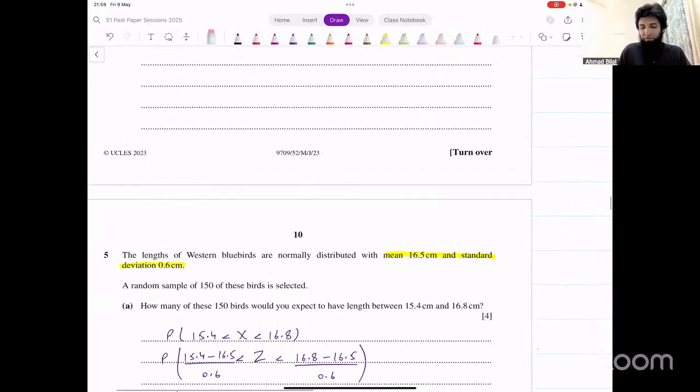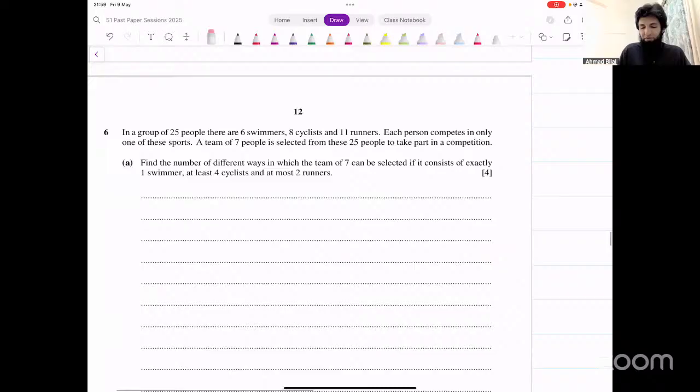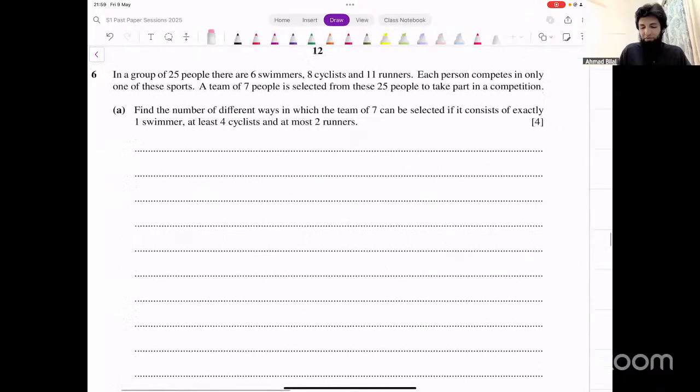Let's move on to the next one. And that's the last question now, a permutation and combination question. Let's have a look at this.